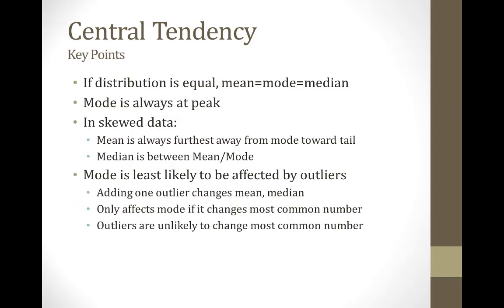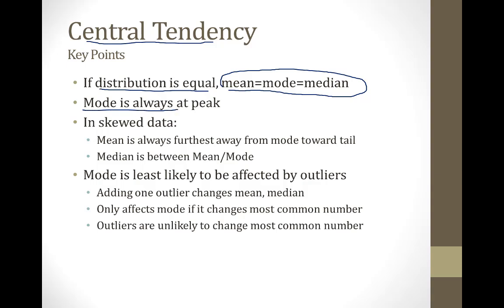So a couple of key points to remember on these measures of central tendency. If the distribution is equal, if it's normally distributed, then the mean, mode, and median are all equal to one another. Remember that the mode is always at the peak, and then in skewed data sets, remember that the mean is furthest away from the mode toward the tail, and the median is in the middle. And then a final point, and something that's very high yield to know for your exams, is that the mode is the least likely to be affected by outliers.